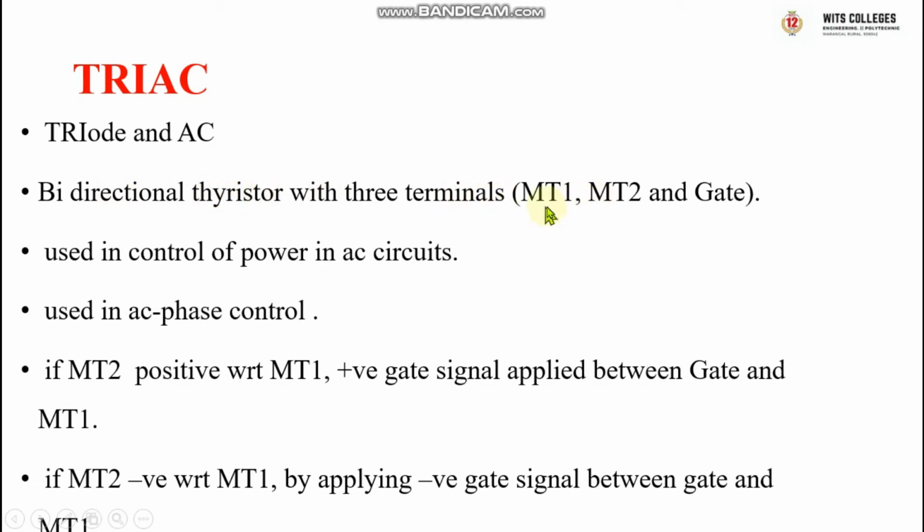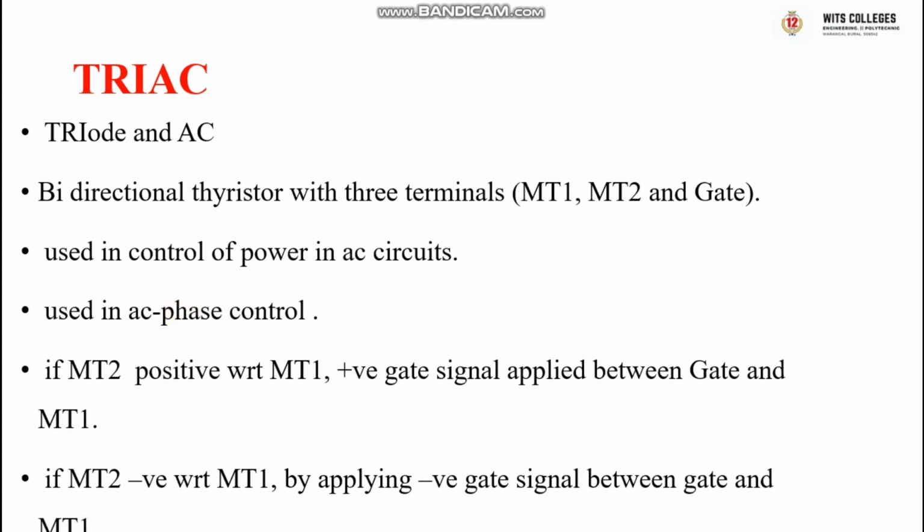Terminals are marked as MT1, MT2 and gate. MT1 means main terminal 1, MT2 is main terminal 2, and the third terminal is the gate. It is mainly used for control of power in AC circuits. It is also used in AC phase control.